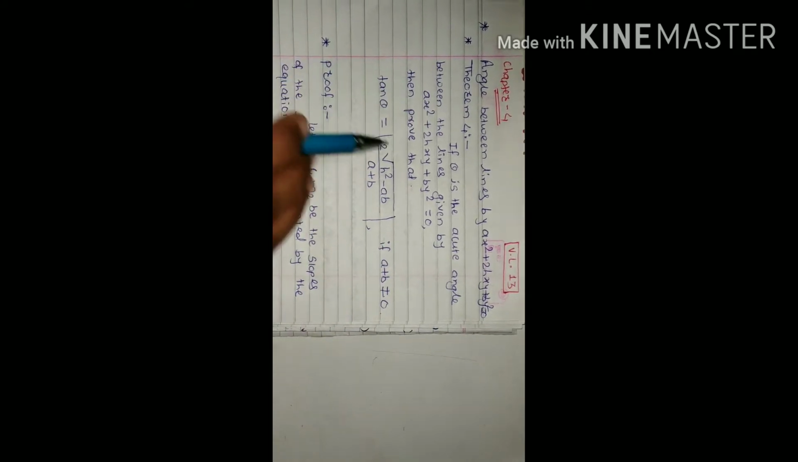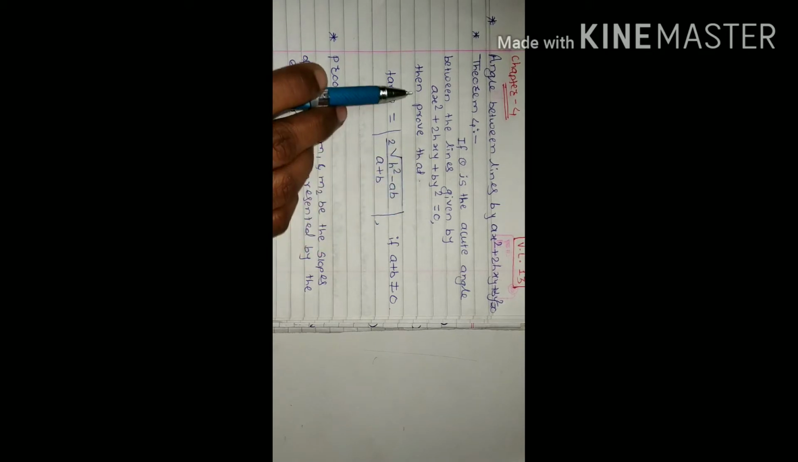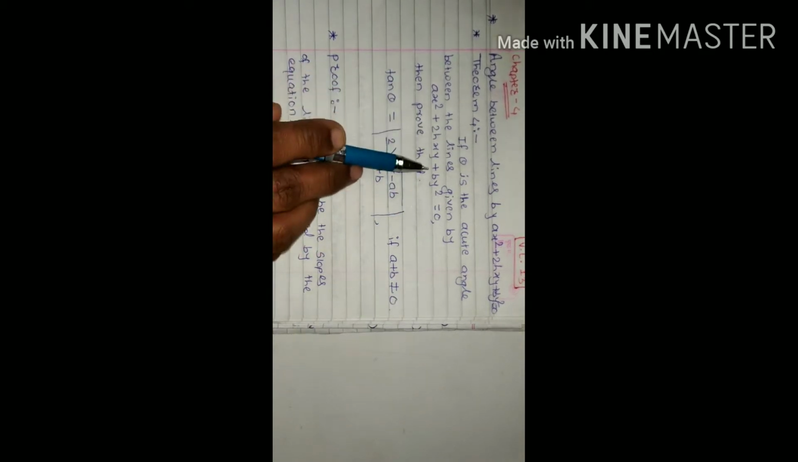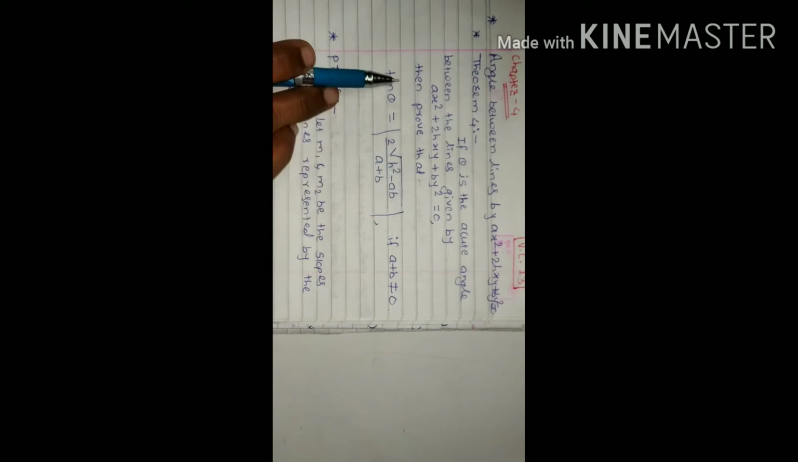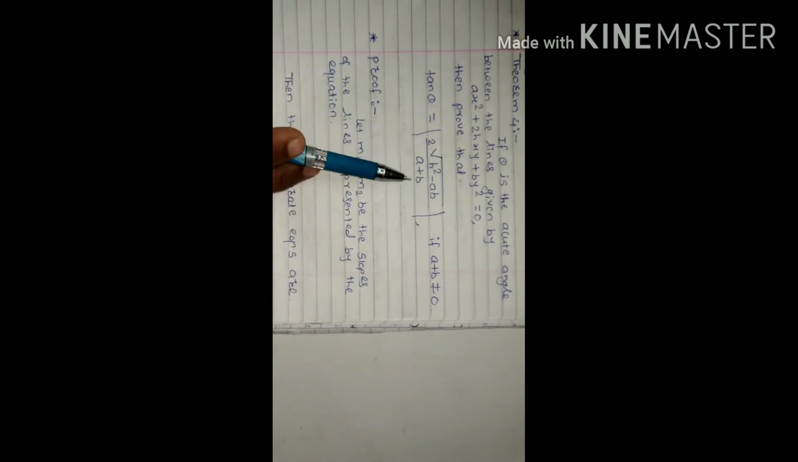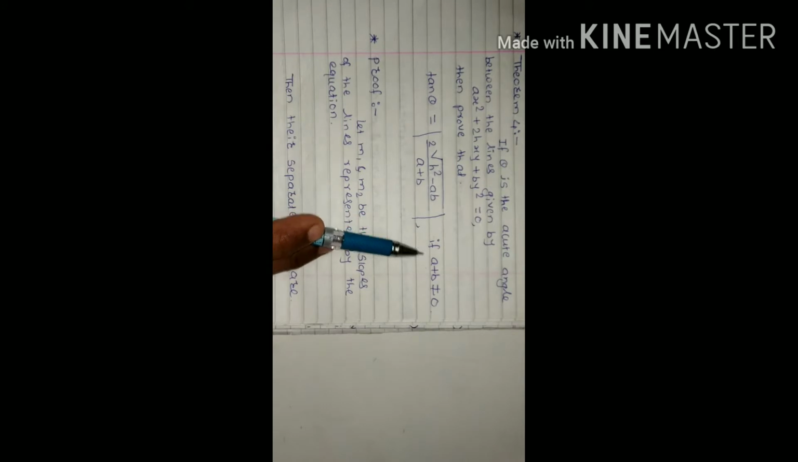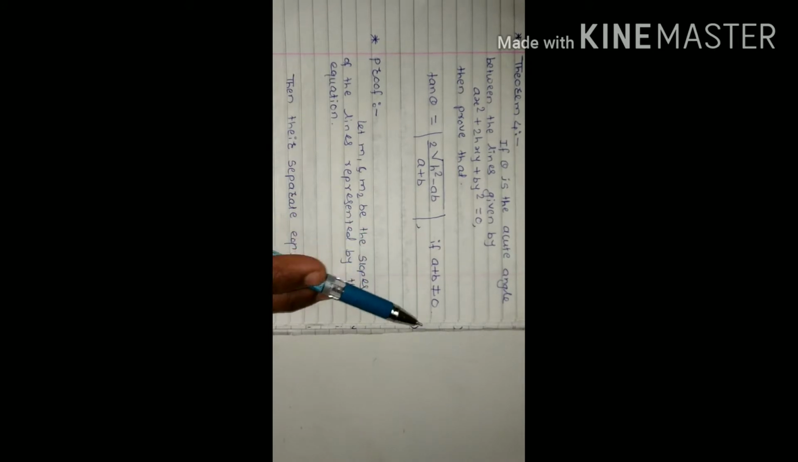Theorem number 4. If theta is the acute angle between the lines given by ax square plus 2hxy plus by square is equal to 0, then prove that tan theta is equal to the modulus of 2 into under root h square minus ab divided by a plus b, under the condition that a plus b is not equal to 0.